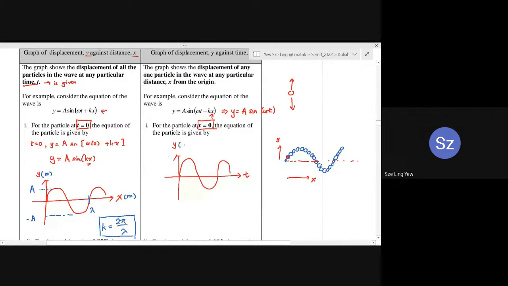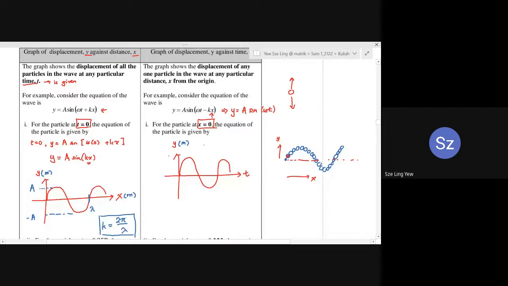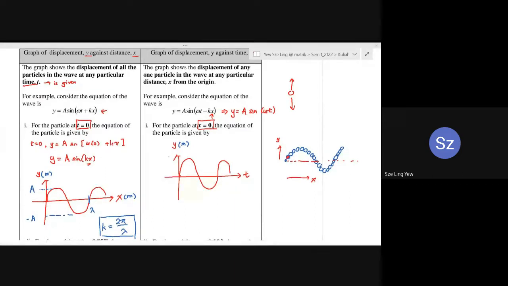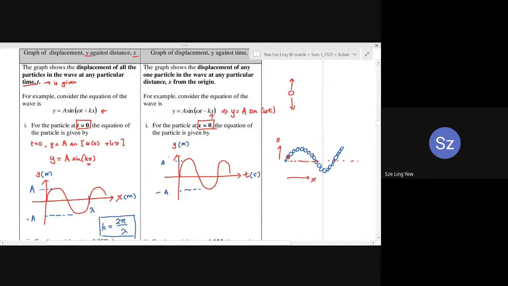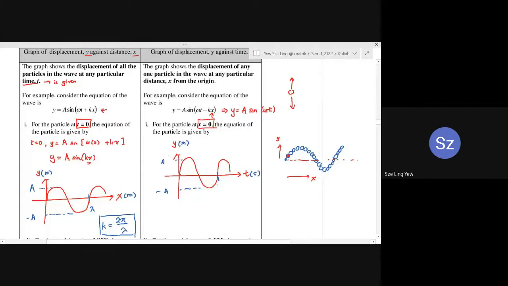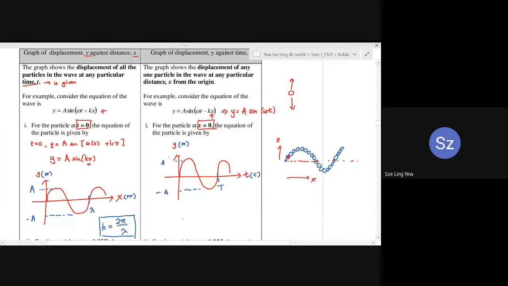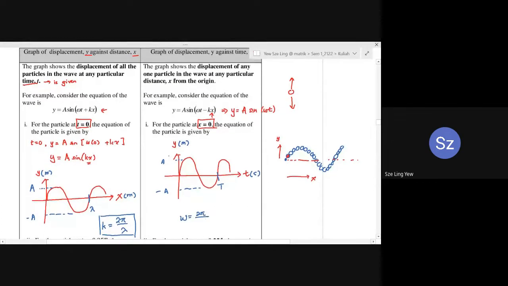So you have this one again. I'm going to use SI units, but of course, most of the time, you won't have SI units. So y in meters and time in seconds. We have a maximum amplitude here, and this is negative a. But now because your x-axis is time, after one complete oscillation, the information that you have is the period. So omega equals 2 pi over T.